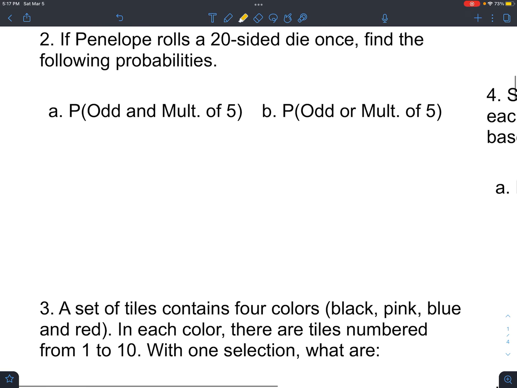In fact, we have one right here. So we have someone rolling a 20-sided die once. Find the probability for each. So the probability of rolling an odd and a multiple of 5. We could honestly just list for both A and B here, we could just list the numbers that are successes for us. So why not just write out all the numbers and circle them? Could be fun.